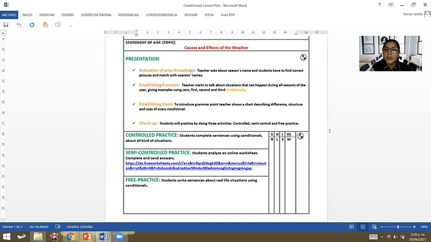And finally, the free practice. The free practice is where they are going to do what they have learned by themselves. In this case, the students will write sentences about real-life situations using conditionals. But how am I going to present this to my students? Well, I have prepared a presentation because this is very important to have in account.